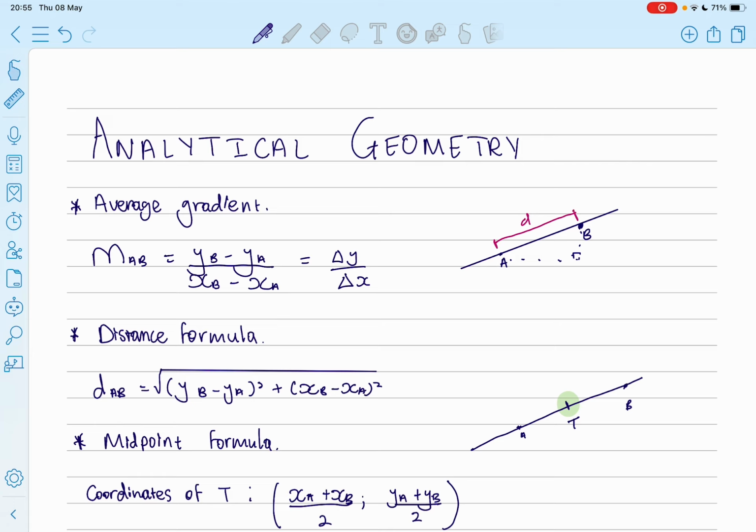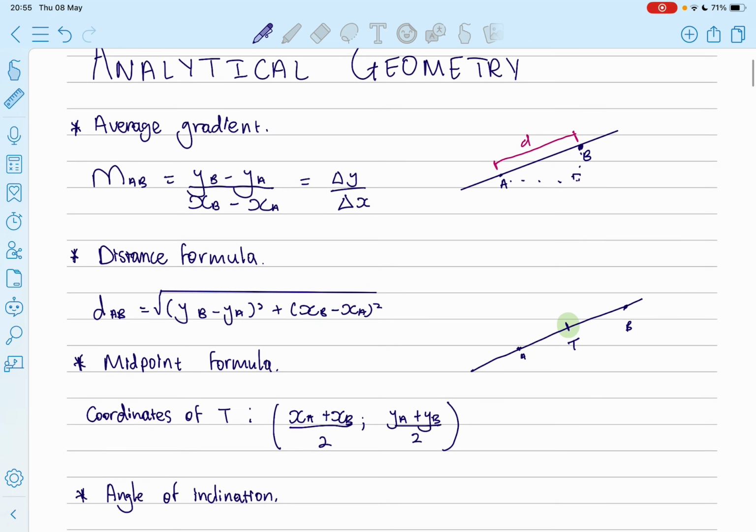So to begin, we are looking at the equation of calculating the average gradient. This is important when you are asked to calculate the equation of a line. So that's when you need to know what your gradient is. And that is actually just the difference between the y values divided by the difference between your x values.